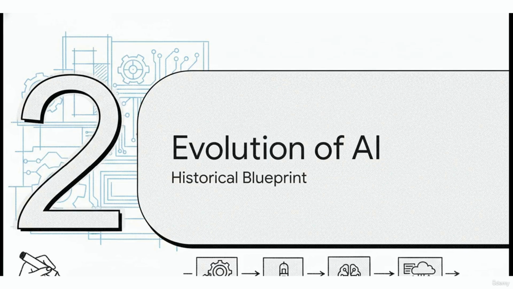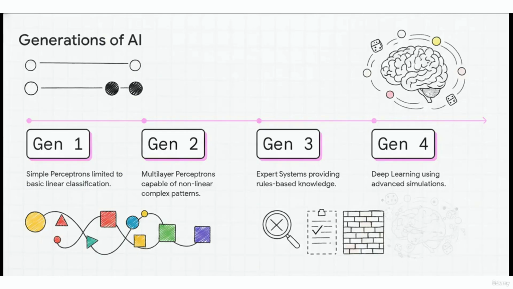Moving on to Section 2, the evolution of AI. Now that we know the mechanics, let's look at the historical blueprints of how we actually arrived at this point. AI absolutely did not just appear overnight. It was built in distinct generations. In Generation 1, we had the simple perceptron, which could really only handle basic straight-line classifications. Then, Generation 2 brought the multi-layer perceptron, adding those hidden layers we just talked about, which allowed for complex, nonlinear patterns. Generation 3 introduced expert systems.